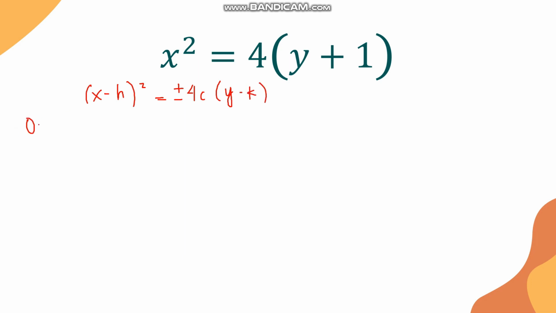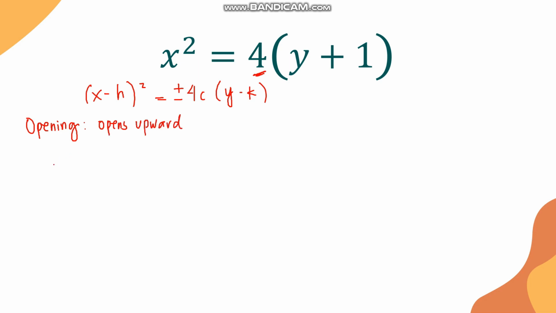Now let's write here the opening. For the opening of the parabola, we just have to look at the value of 4c. As you can see, 4 here is positive. That means it opens upward.